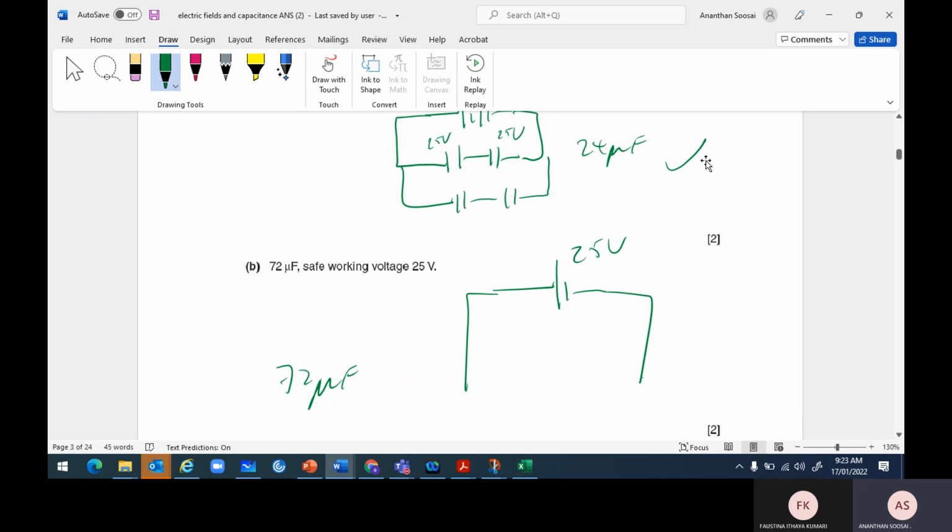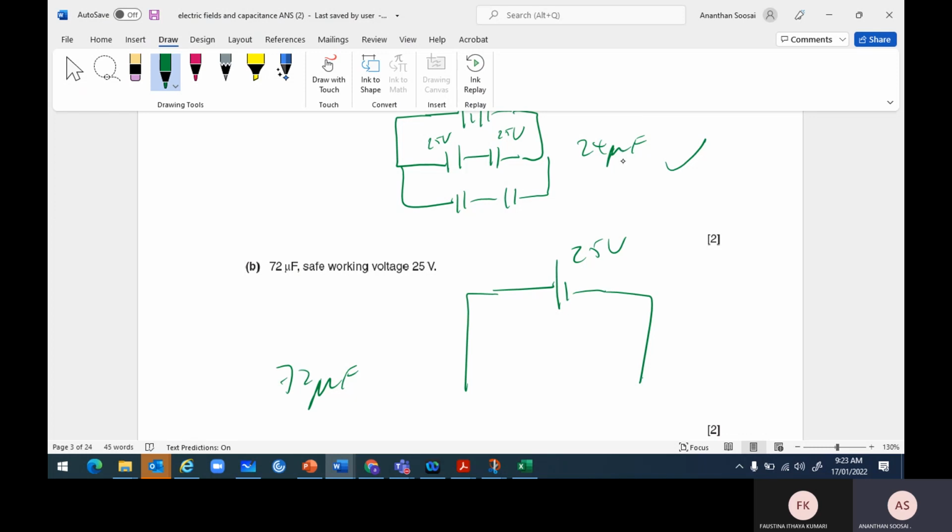So each capacitor is 48. So you add another one here. Is it possible? This is 24, you can't, 24 plus 48, never get 72. Add 2 more. Yeah? Add 2 more. What are the two? So 24, 24, 24.